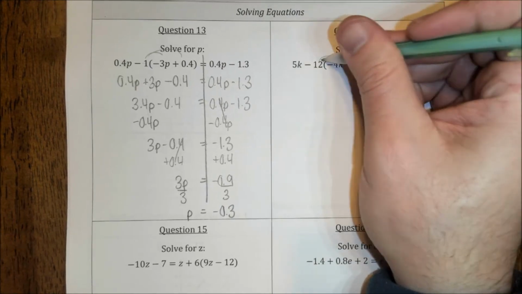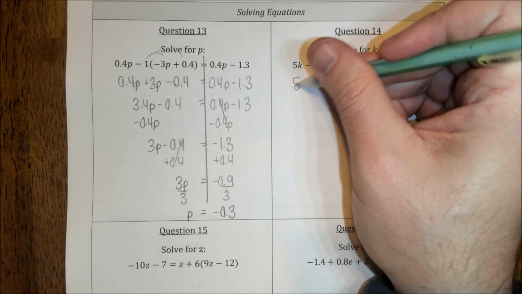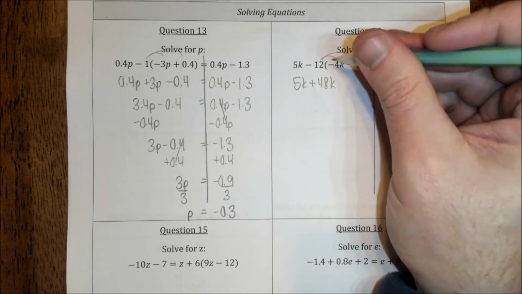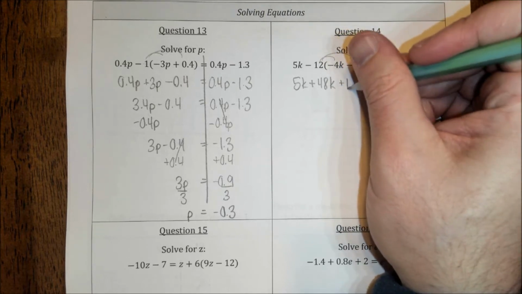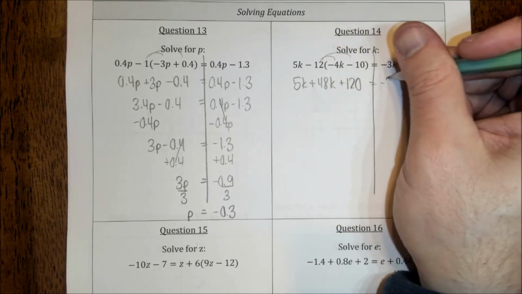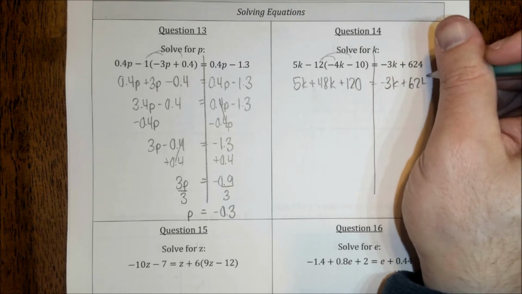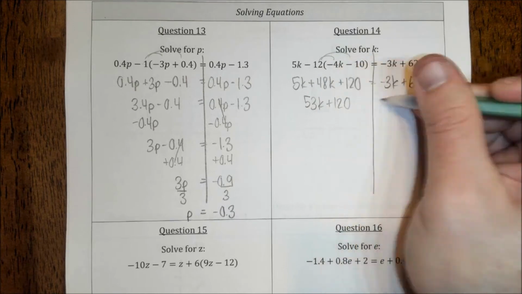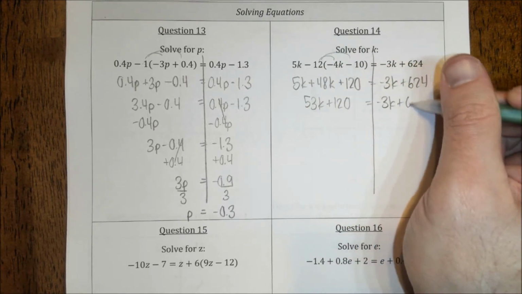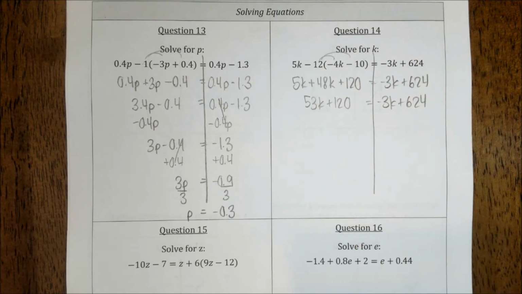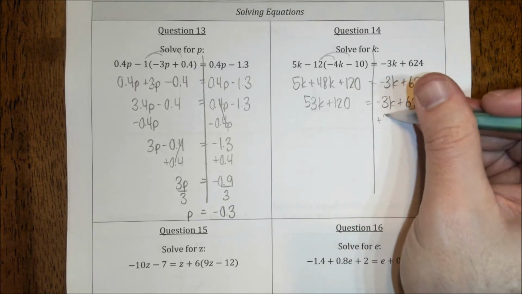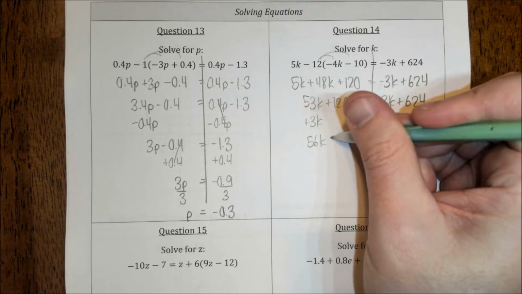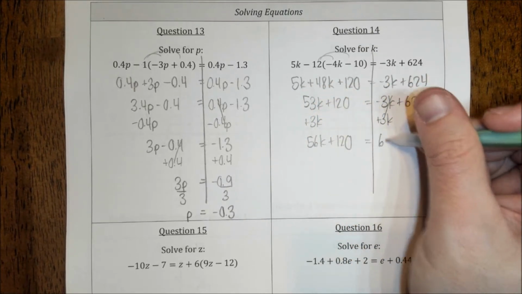Question 14, first thing we should do is distribute. Negative 12 times negative 4 is positive 48k. Negative 12 times negative 10 is positive 120. Over here we got some like terms to combine. That's going to be 53k. When there's variables on both sides, move the smaller one. That's this. So plus 3k to that side, plus 3k to this side. And you get 56k plus 120 equals 624.